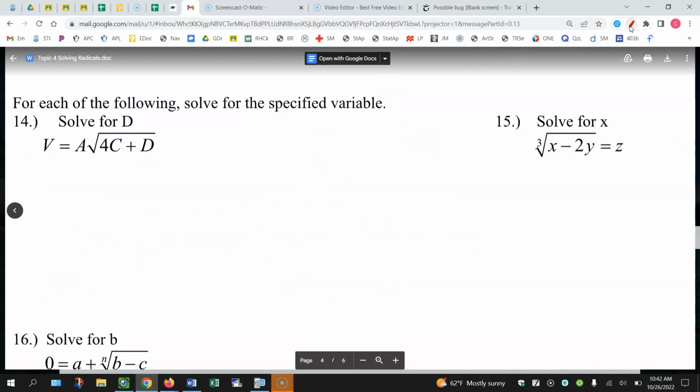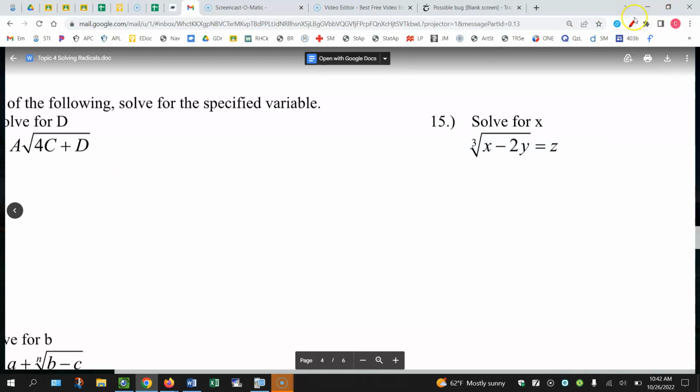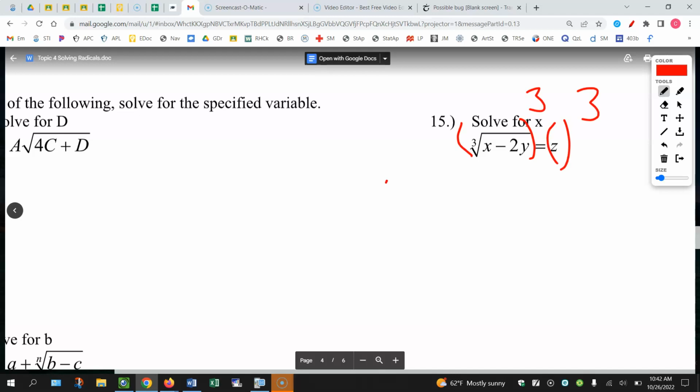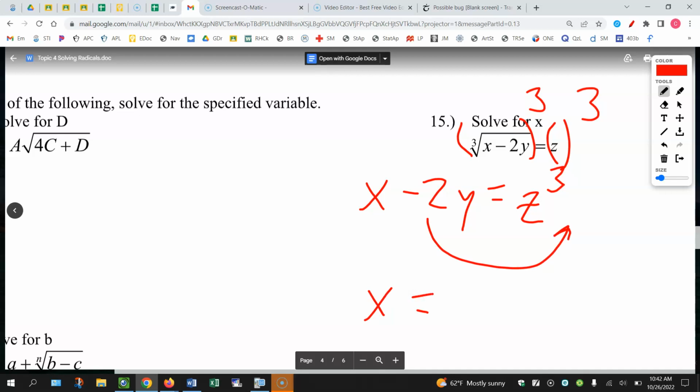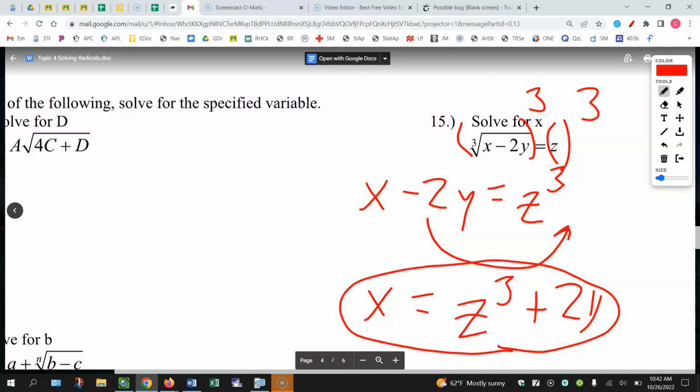Okay, for 15, you're trying to solve for x. This is already isolated, so you can raise both sides to the third power because it's taking the third root. X minus 2y equals z to the third. You want to get x by itself, so you're going to add the 2y over to the other side of the equation. X is equal to z to the third plus 2y. And x is by itself, so there is your solution.